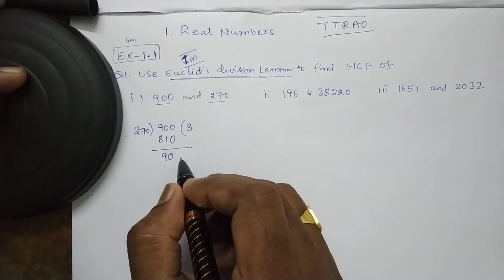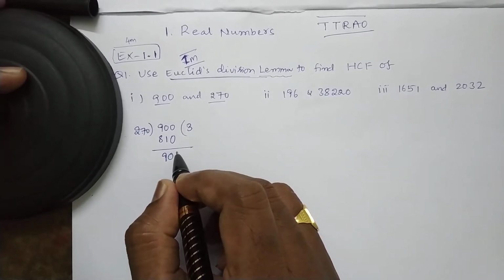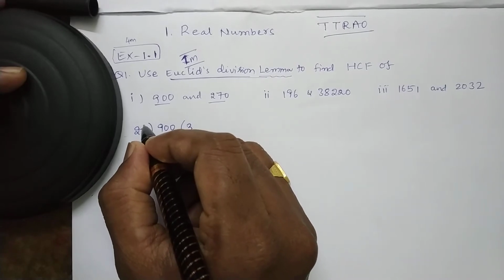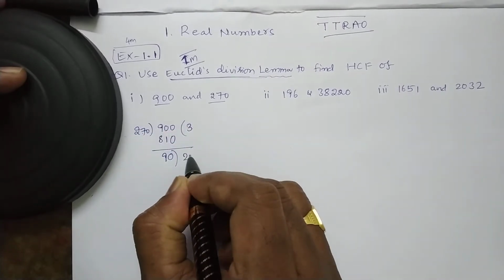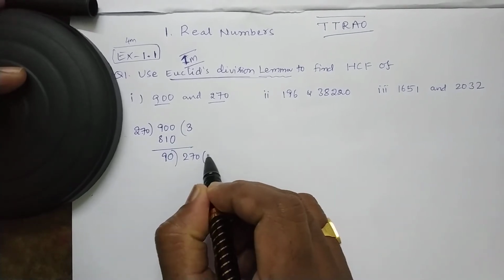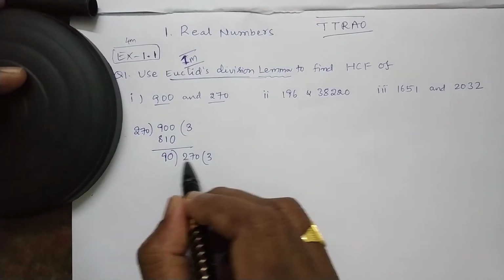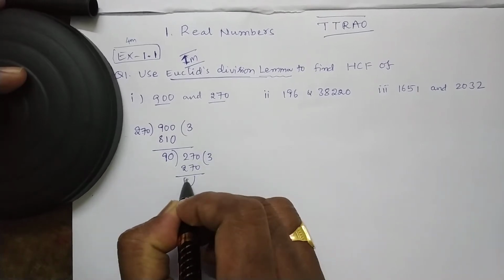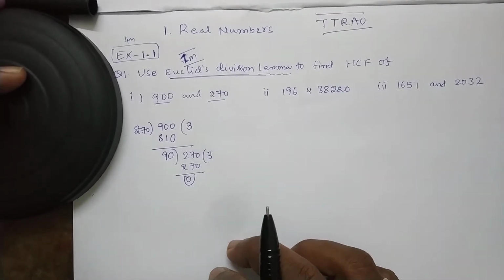Now the remainder is not equal to 0, so what you have to do is bring the previous divisor. The divisor becomes the dividend here. This is called continuation division. So 9 into 3, 9 threes are 27, we know very well. 90 into 3 equals 270. Since the remainder equals 0, the procedure stops here.